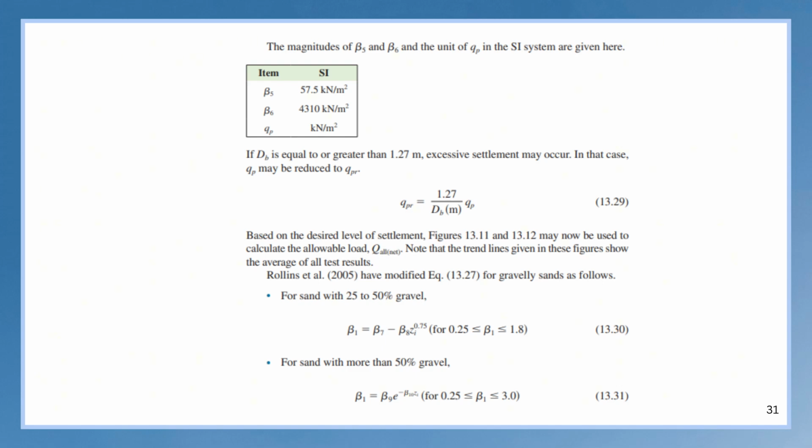Lastly is equation 13.31. This equation is used when the soil contains more than 50% gravel. In this case, beta sub 1 is calculated using an exponential relationship, which better represents the behavior of very coarse soils. This provides a more accurate estimation of shaft resistance under these conditions.